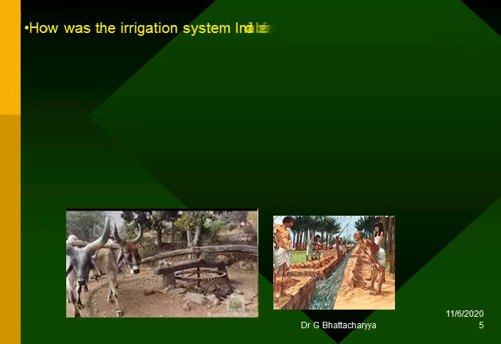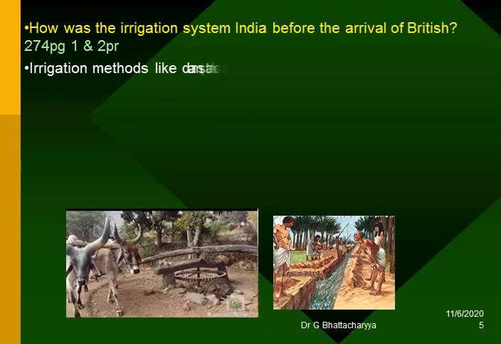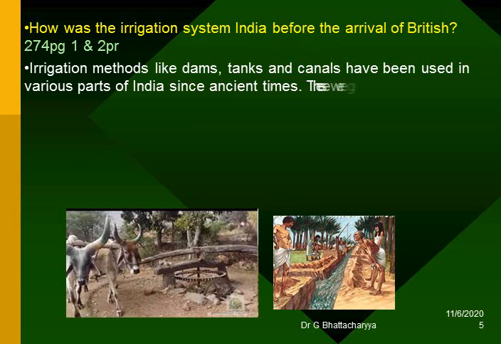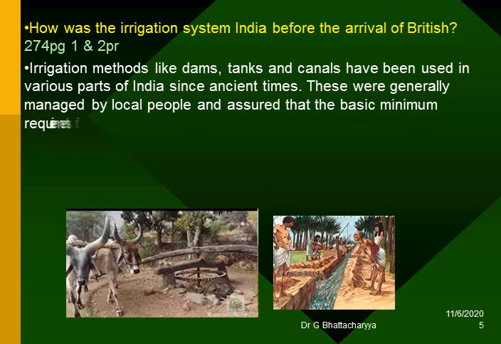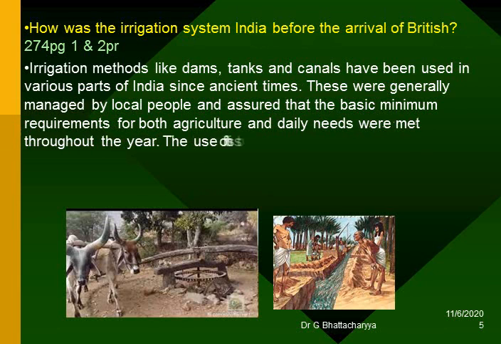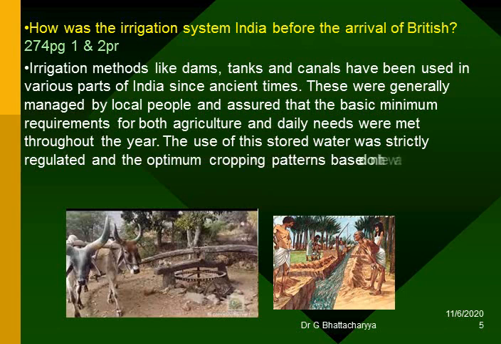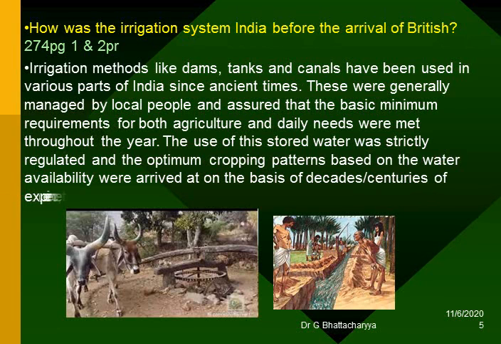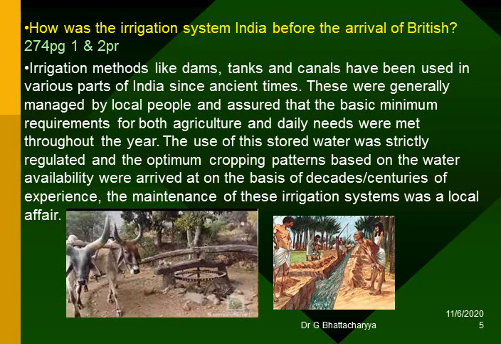How was the irrigation system in India before the arrival of the British? Irrigation methods like dams, tanks, and canals have been used in various parts of India since ancient times. These were generally managed by local people and assured that the basic minimum requirements for both agriculture and daily needs were met throughout the year. The use of this stored water was strictly regulated, and the optimum cropping patterns based on the water availability were arrived at on the basis of decades and centuries of experience. The maintenance of these irrigation systems was a local affair.